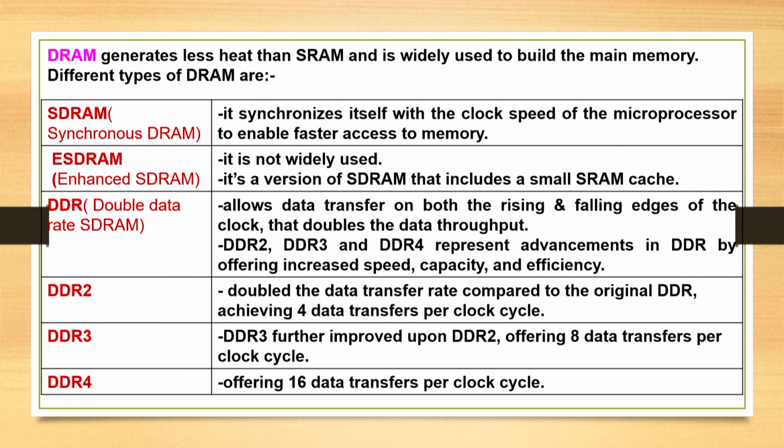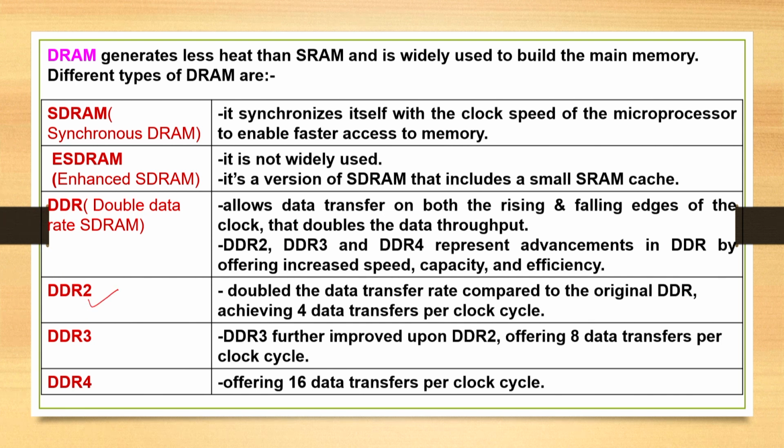Another one is DDR, which is the most popular these days, and it has various versions: DDR1, DDR2, DDR3 and DDR4. It allows data transfer on both the rising and falling edges of the clock, and because of that the data throughput is doubled, which means it speeds up data access. DDR2, DDR3 and DDR4 represent advancement in DDR by offering increased speed, capacity and efficiency.